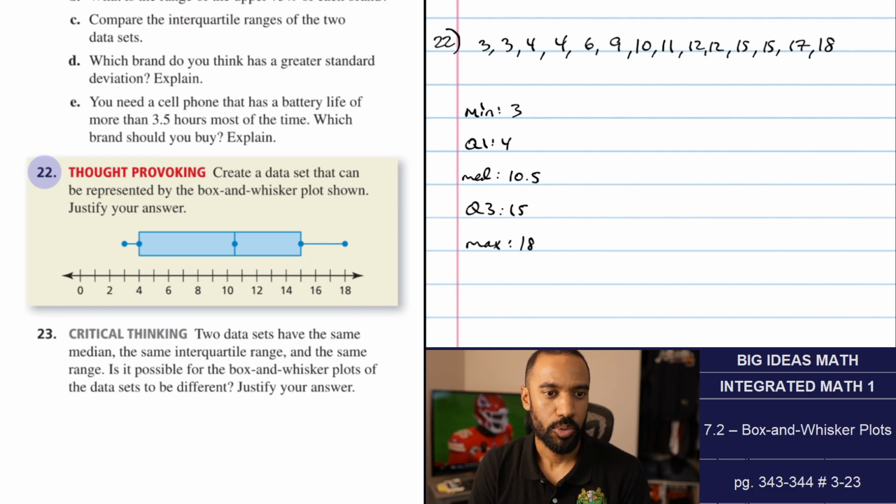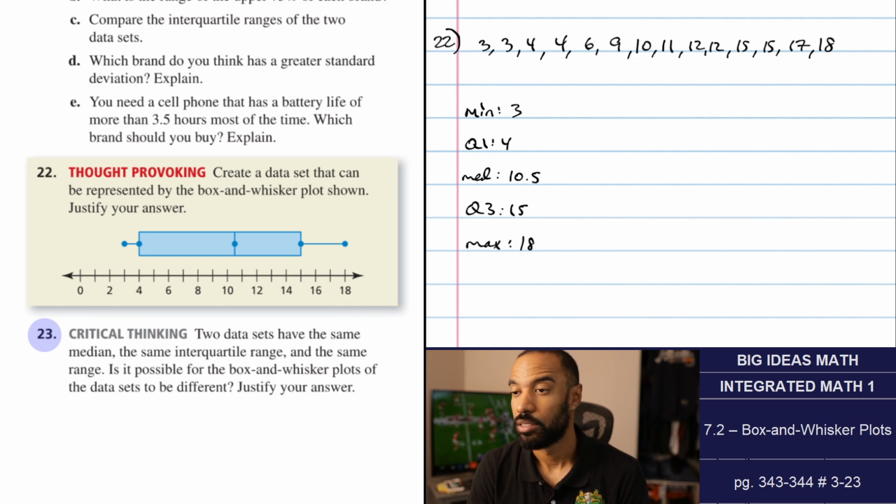All right, one more question. Number 23, critical thinking. 2 data sets have the same median, the same IQR, and the same range. Is it possible for the box and whisker plots of the data sets to be different? Justify your answer. Yeah, totally.